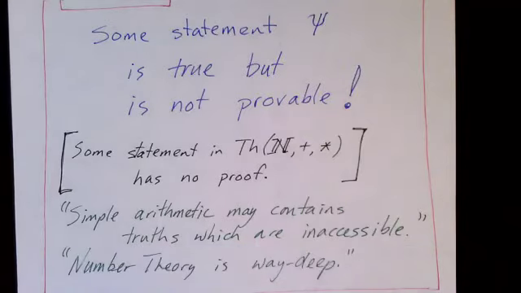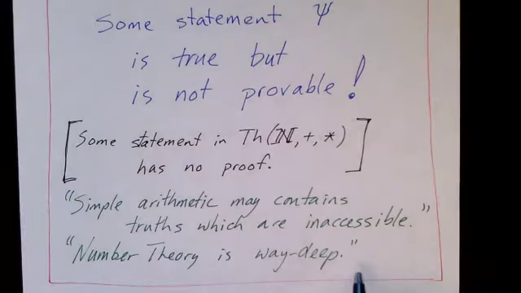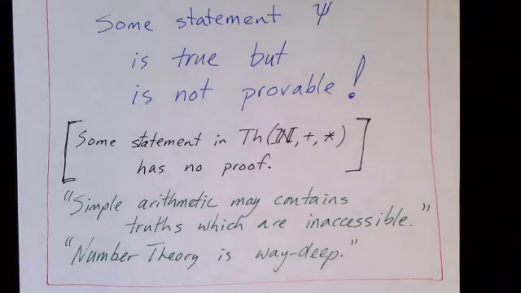Okay? So another way to paraphrase this is number theory is way deep. We're dealing with things that are true but not provable. So this is very interesting, very fascinating to think that some statements are out there that are true, but we can't prove them. They can never be proven. Even if we search enough, they can't be proven.